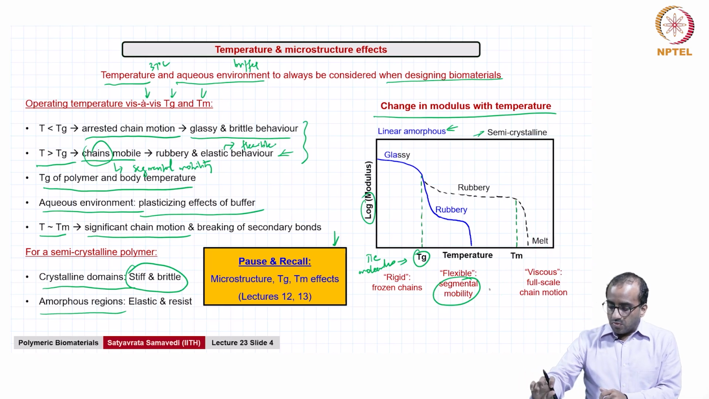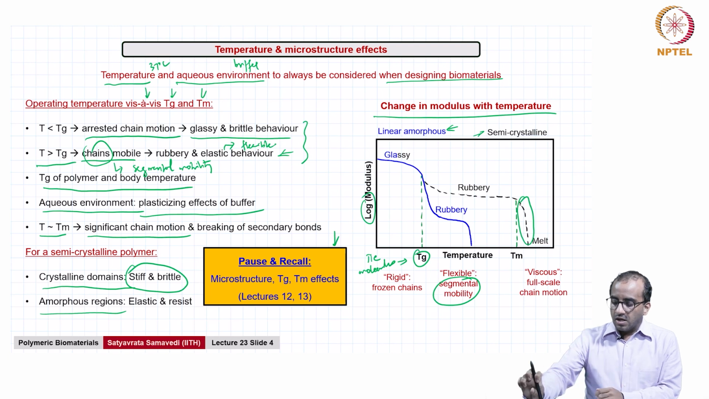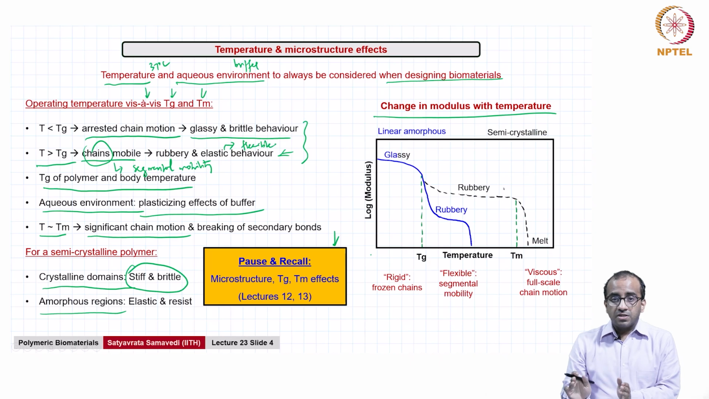Now, depending on the size of the crystals etc., this can occur over a range, even Tm can occur over a small range, right. But the point to note here is that the drop here is pretty dramatic. So, that is the situation for modulus versus temperature for both linear amorphous and semicrystalline polymers. So, that is a good starting point for us to understand further concepts as we move along.